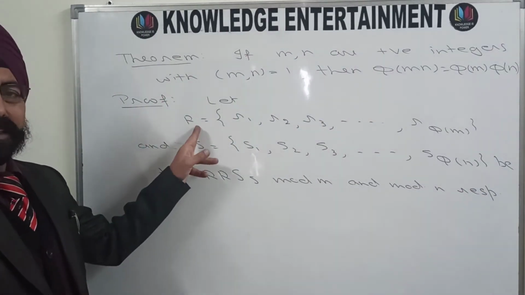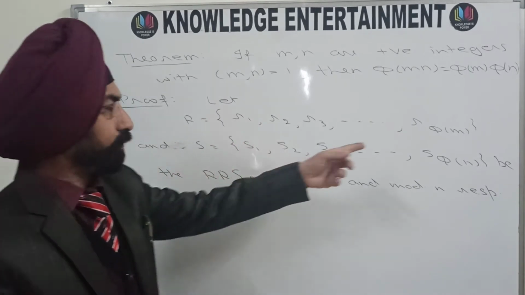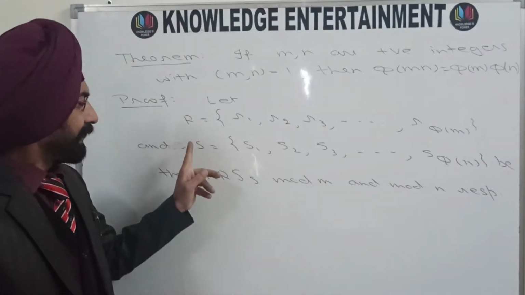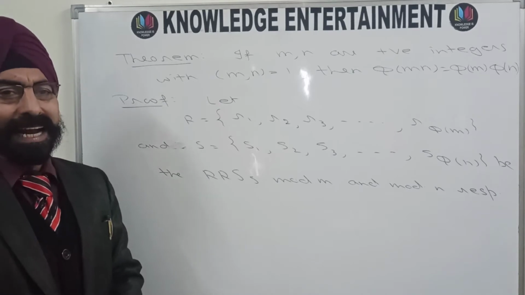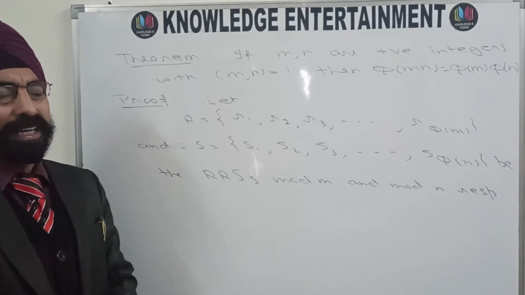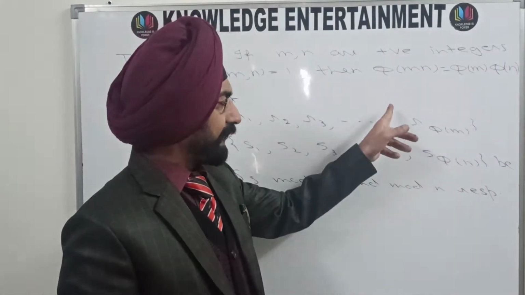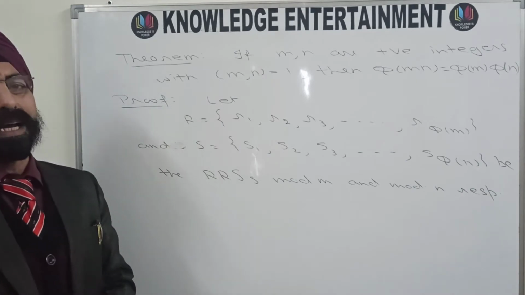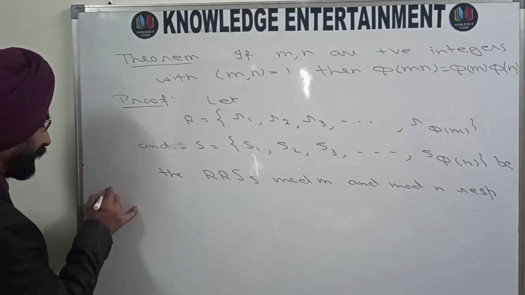So what is R? It is the reduced residue system modulo m. So how many members should be there is phi(m). So I have written the last one as R phi(m). Similarly, this S is the reduced residue system modulo n. And how many members should be there? Phi(n). So I have taken the last one as S phi(n). So these are the reduced residue systems modulo m and modulo n respectively. These we have supposed. Now consider this set.